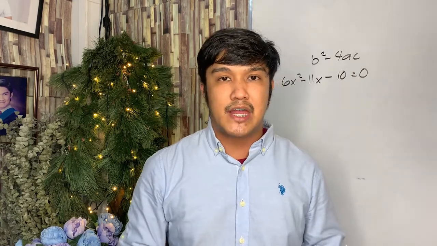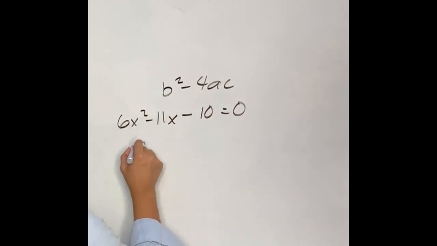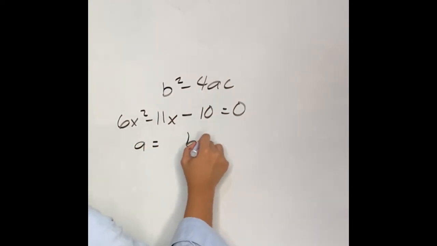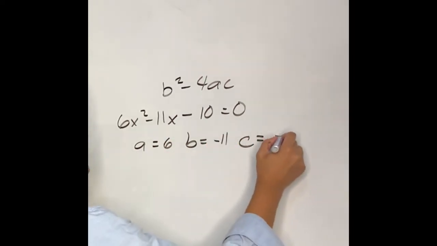the nature of the roots by just a formula? Yes, we could use the discriminant in identifying the nature of the roots of a given quadratic equation. The discriminant is a formula written inside the radical, and that is b squared minus 4ac. Let us consider the given equation 6x squared minus 11x minus 10 equals 0. So we need first to identify the values of a, b, and c. A is equal to 6, b is negative 11, and c is equal to negative 10.